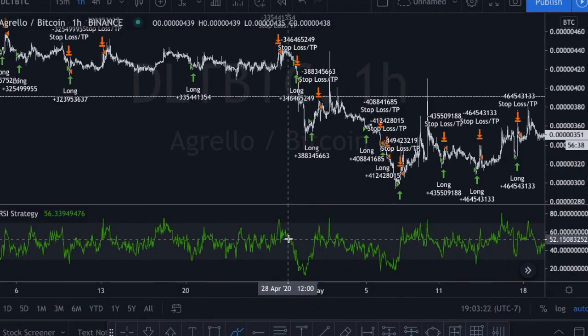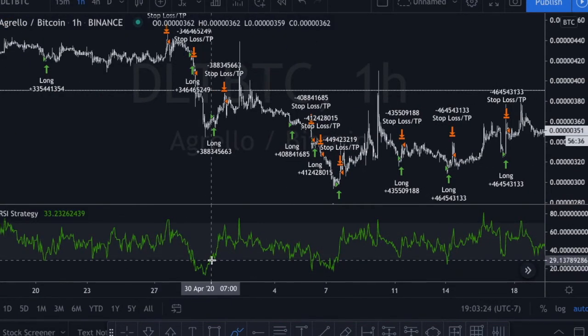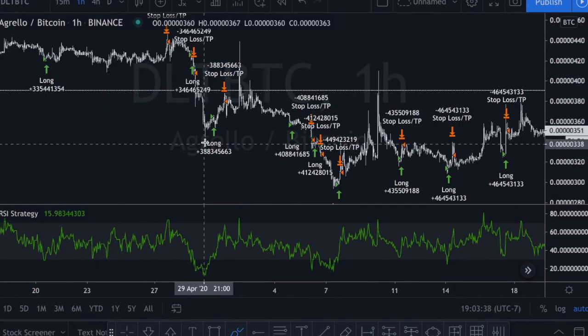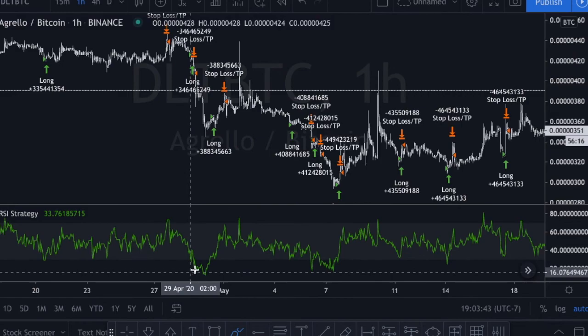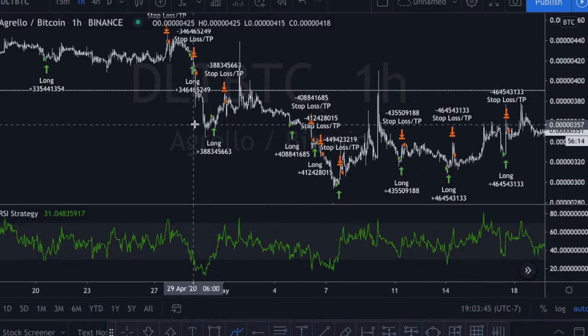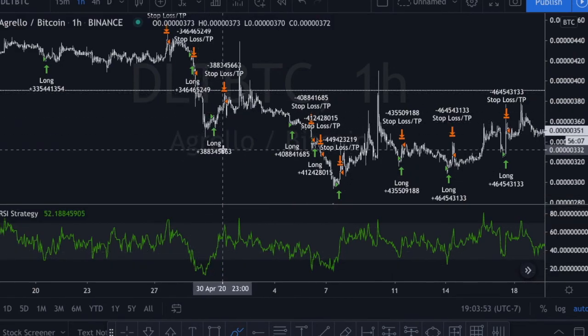Now, because we are waiting for the RSI to cross back over into the shaded area, that means that this by definition is a mean reversal strategy. We're actually waiting for the price that came down to come back up and reverse to the mean. And because the RSI is a lagging indicator, we're actually going to get in there after the price has already started moving. Hence, it's going to be a mean reversal strategy.